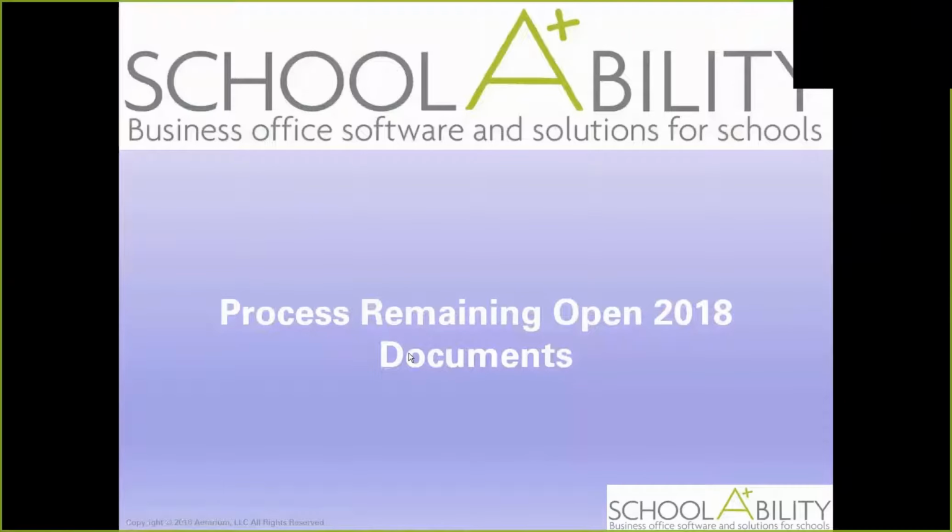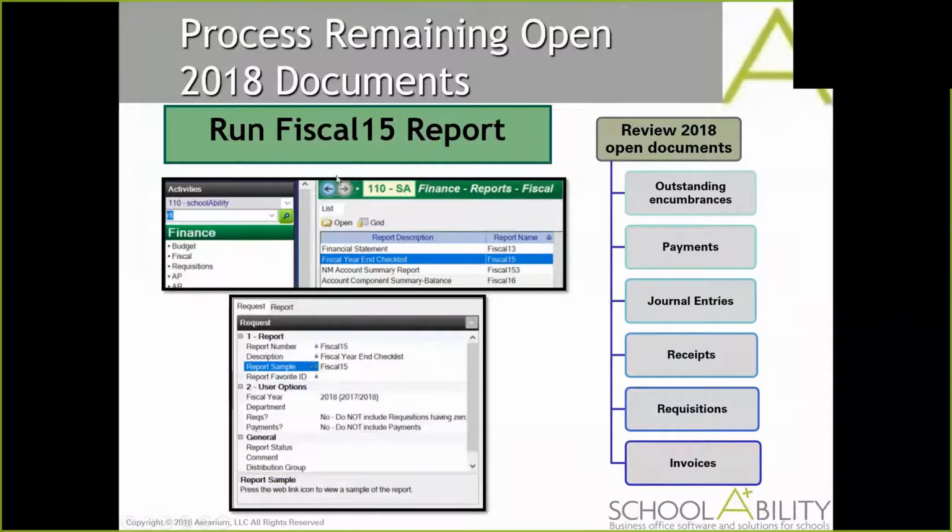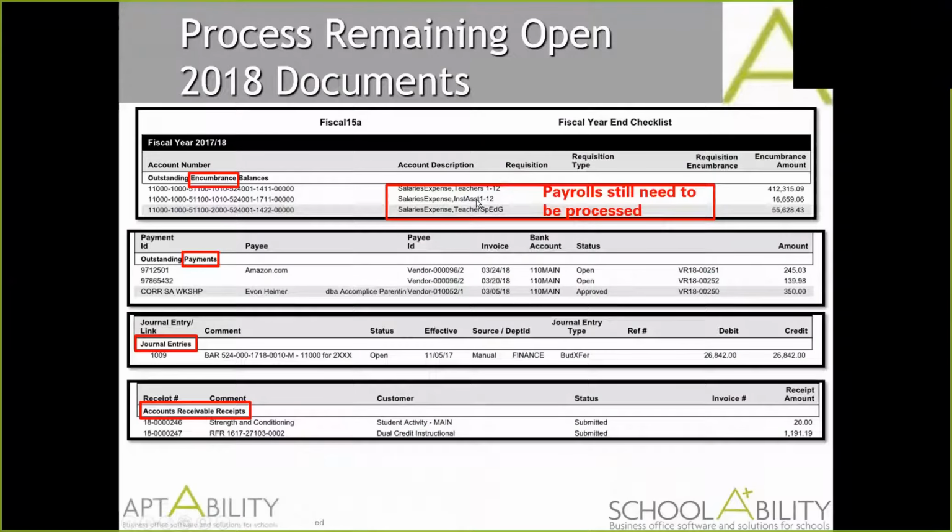The next part is the rest of the documents. If you run this fiscal 15 report, it's going to identify all these outstanding documents that you may have open. If you have any journal entries that have not been posted, they need to be addressed, and if it's not going to post, you need to delete them. The same with receipts, invoices, payments. So nothing can be outstanding. In this report, it's going to tell you what items are still outstanding.